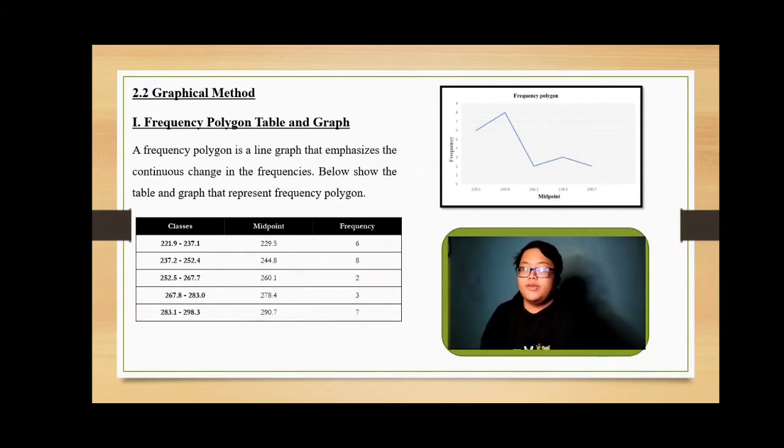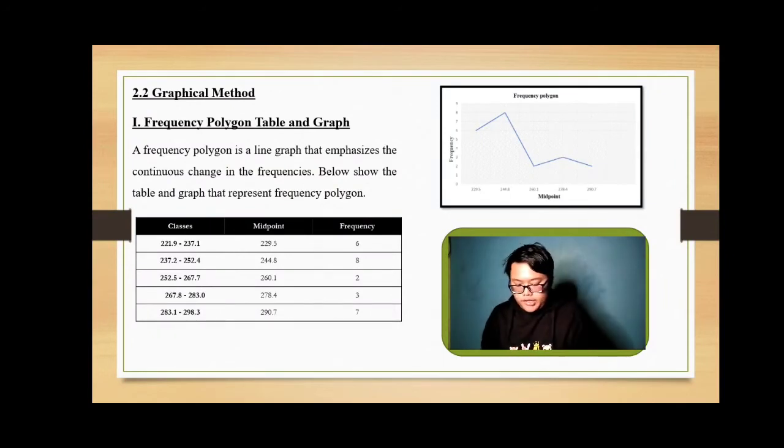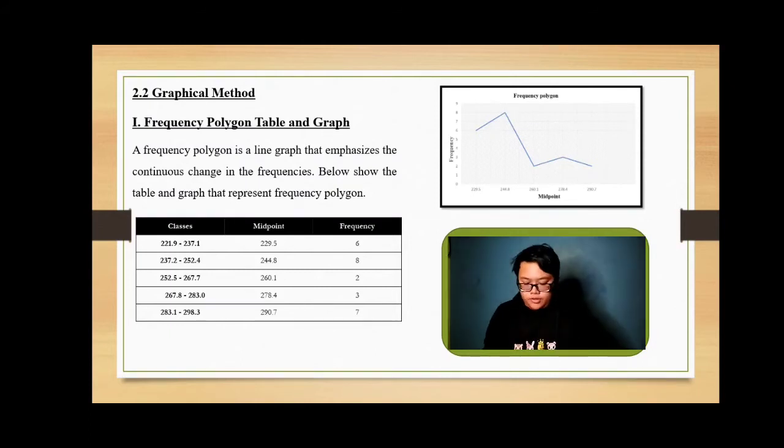The first class that we see currently is 221.9 till 237.1, and the midpoint for it is 229.5. So how do we calculate the midpoint? It's actually easy to calculate. One of the ways is we take a calculator and add 221.9 plus 237.1.